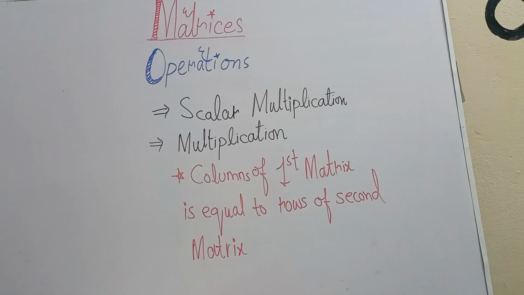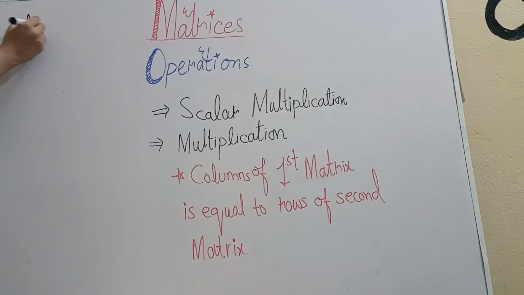In our previous video we just covered the operations on matrices, that were addition, subtraction and the transpose, and this is in continuation of that video. In this video we are going to cover two basic operations on matrices, that are scalar multiplication and multiplication. So friends, scalar multiplication means when you have to multiply your matrix with a number, with a constant. So let's take an example to understand it.